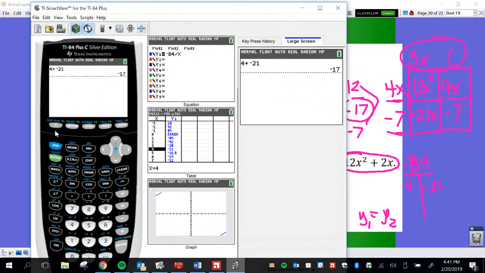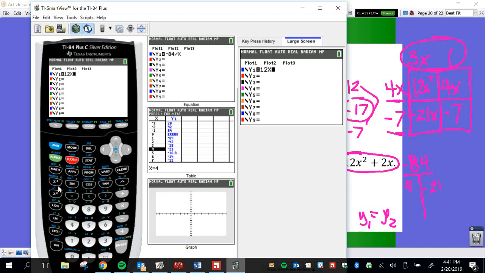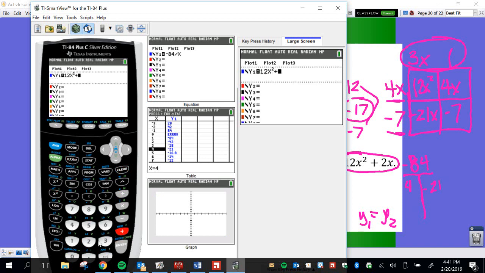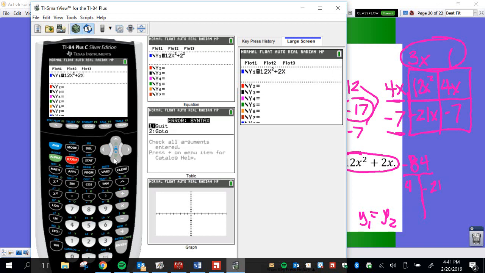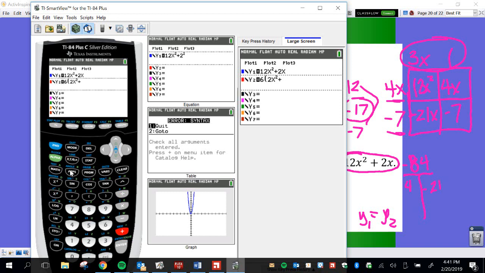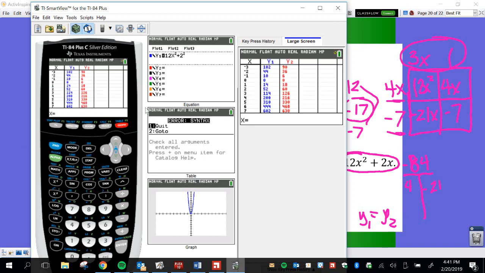All right, so in y equals, clear this. All right, so 12x squared, and then plus 2x. Oops, delete that. I need to put 2x. Okay, so now in y2, I'm going to first try A. So they have 6 and then 2x squared plus x. So let's go to the table.